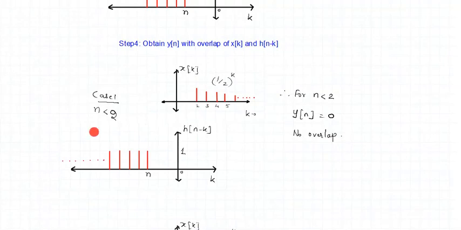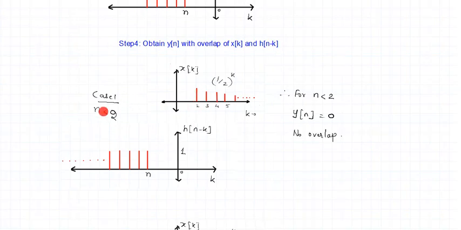Let us formulate the first case in which we say that n is less than 2. Why is it so? Because the signal x of k starts at a time instant 2. If we place this signal h of n minus k in such a way that this shift is in a position where n is always less than 2, so we start this n anywhere less than 2, there will definitely be no overlap between the two signals.